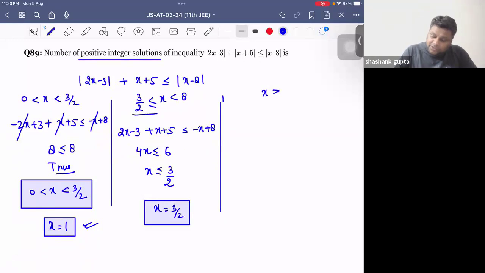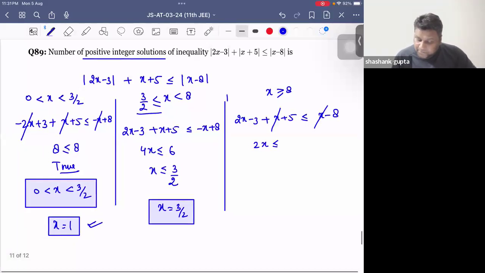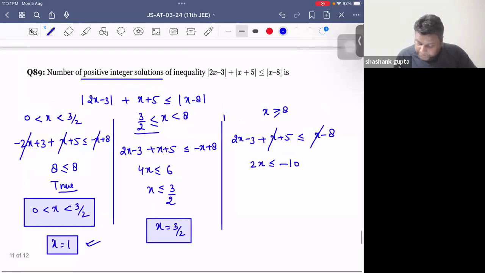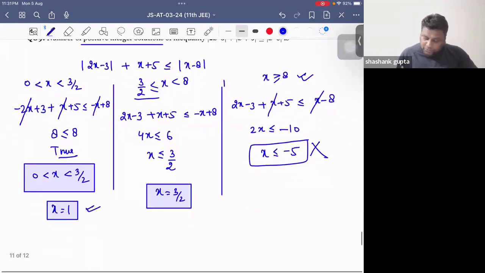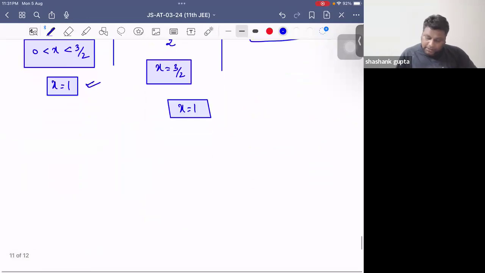Last case, if x is more than or equal to 8. Every mod will open with a positive sign. So 2x minus 3 plus x plus 5 less than or equal to x minus 8. This x cancels. So 2x less than or equal to, this will be plus 2, so it will be minus 10. So x is less than or equal to minus 5, which is not a case because I have already considered x more than 8. So how can x be less than or equal to minus 5? So rejected. So only one integral solution we are getting, that is x equals 1. Am I correct? Now next.